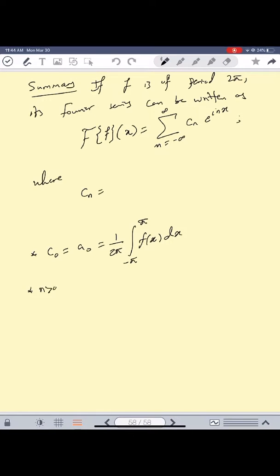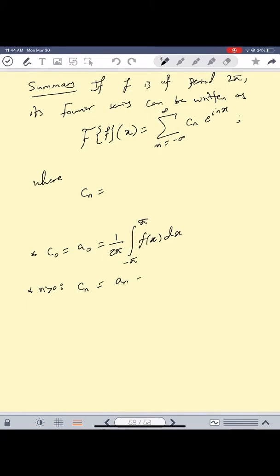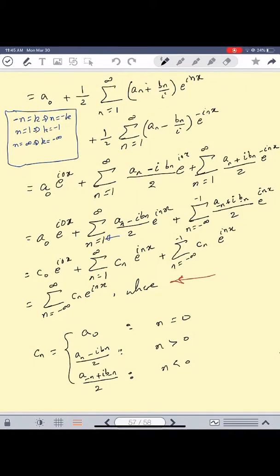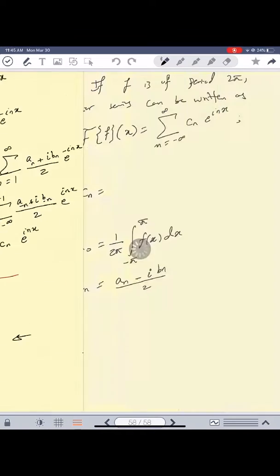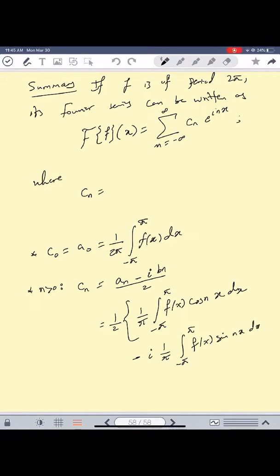When n is positive, what is the Cn? Let's look. What is the Cn when n is positive? It's An minus Ibn over 2, right? This is our definition here. So take the 1 over 2 out. What's the An? It's 1 over pi, integral from minus pi to pi, f of x cosine nx dx, minus Ibn, f of x sine nx dx, right?